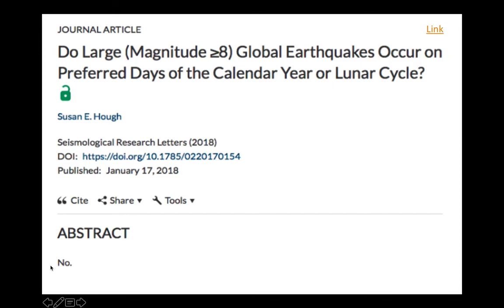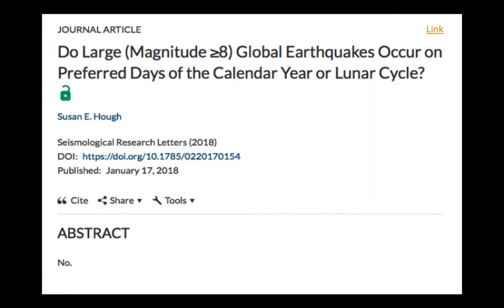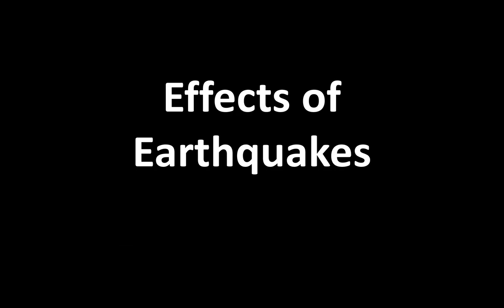It was in all the news, right? It was in all the news because these things had been in the news and people were worried and scared, and they thought their statistical data shows there's no reason to be concerned. Really big earthquakes seem not to correlate with the lunar cycle. Now, do little ones? Maybe. We don't know, right? There just isn't any data there.